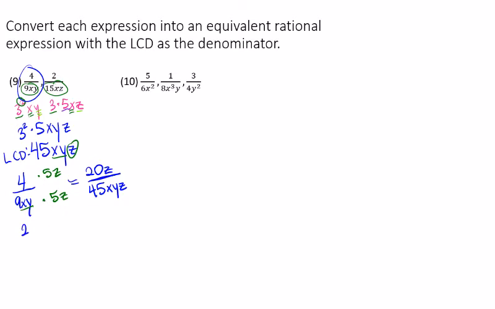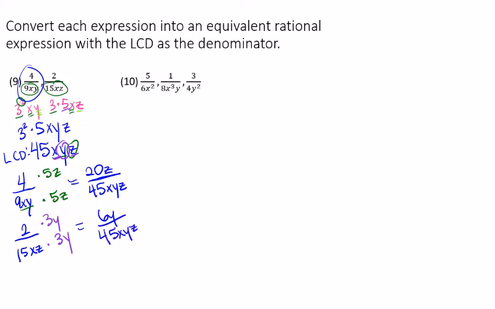Let's do the same thing with 2 over 15xz. So let's figure out what we need to multiply here. 45 divided by 15 is 3. So I'm going to multiply by 3. And then let's see, we have an x and a z, but we don't have a y. So I need to multiply by 3y. So I'm going to do the same thing on top. So 2 times 3y is 6y. And then on the bottom, I should get 45xyz, right?